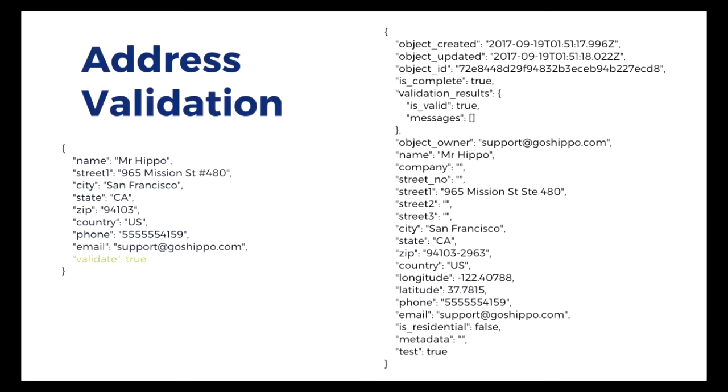So validating an address is fairly simple since you're just providing this address information and then telling us to validate it for you. So we'll show what an example looks like. On the left, you actually have a request and what it looks like. We just simplified this into JSON to make it easy to understand. On the right, you'll actually see what the response is when you create that address.